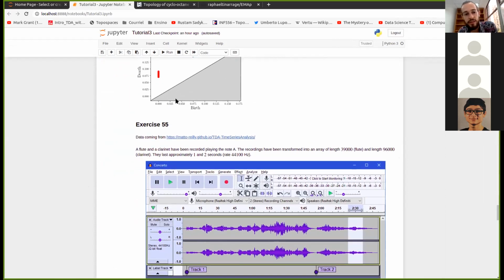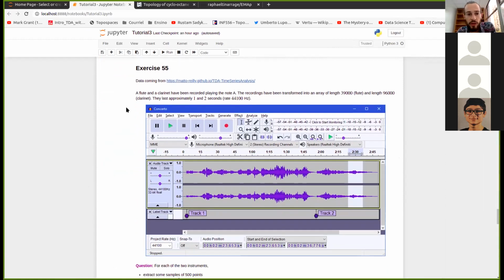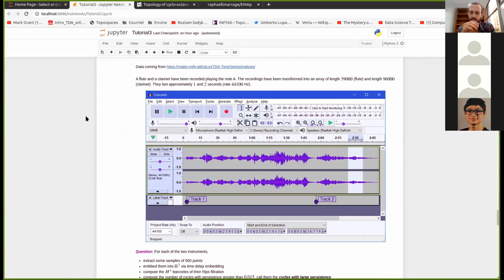In the second example, exercise 55, I found this data on this website. So thank you, Matteo Reilly. He studied the recordings of a flute and a clarinet playing a note. They were playing the note A. And he wanted to understand if he can discriminate between flute and clarinets with persistent homology.